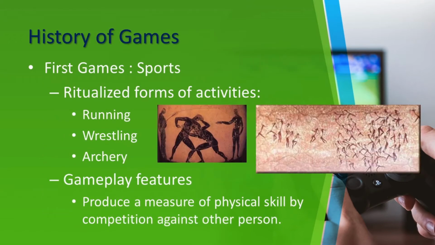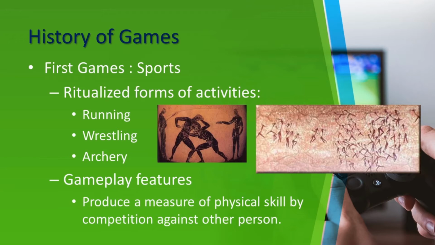Next, we'll be starting with the history of games. The first games will most likely be sports. These are ritualized forms of activities that could be running, wrestling, or archery. We can have, let's say, competition through running, competition through wrestling, or competition through archery. These are the origins of the games that we're playing.